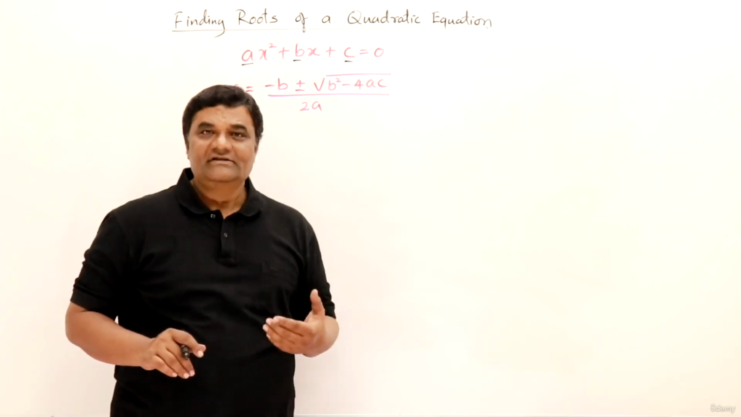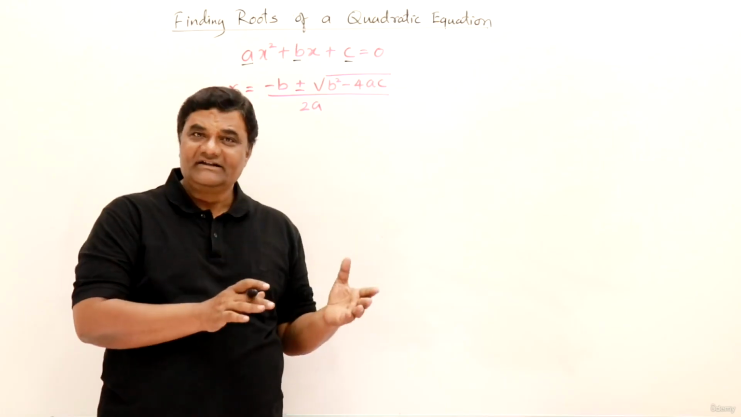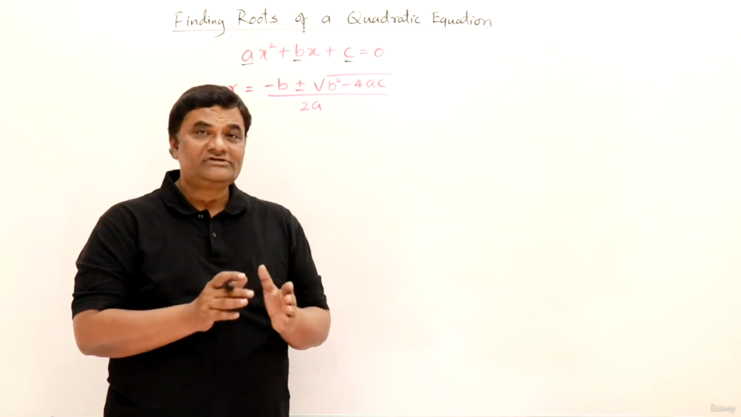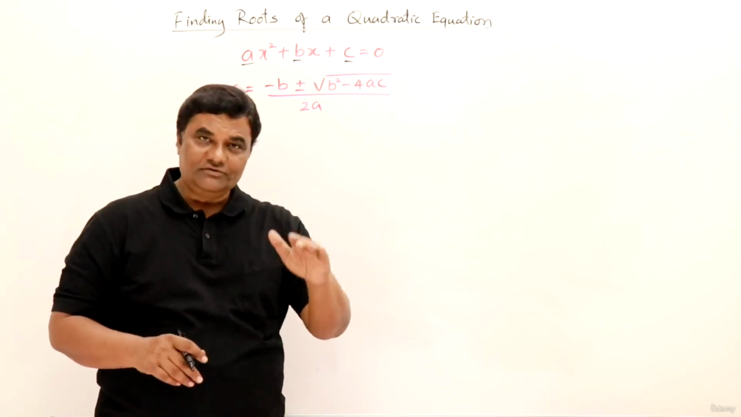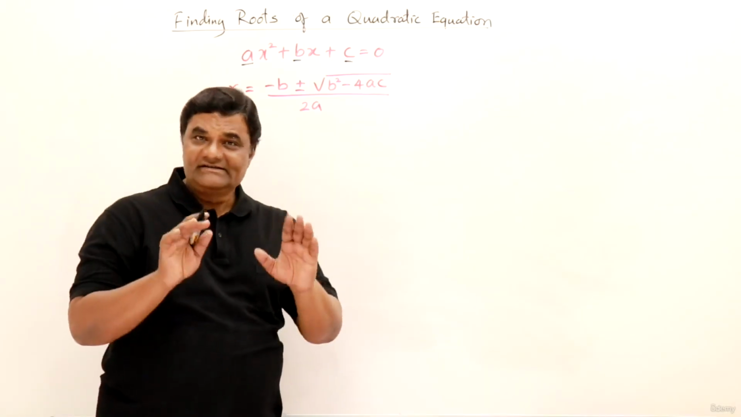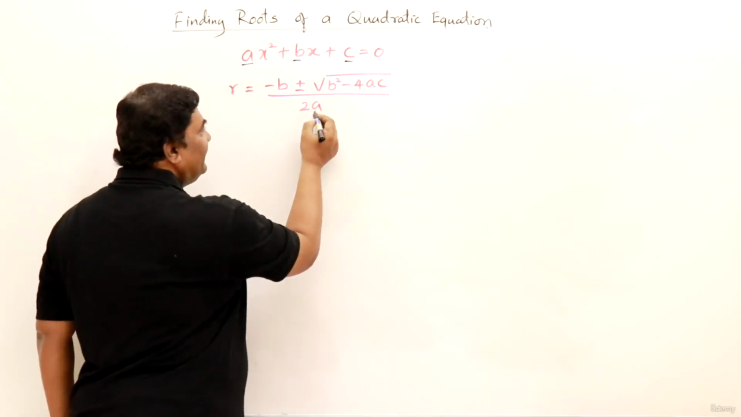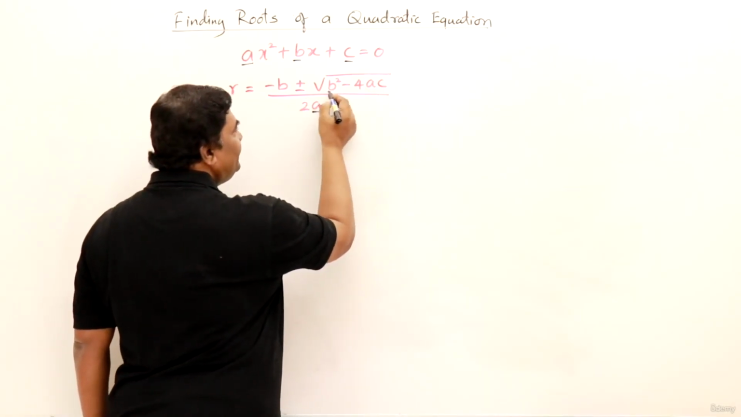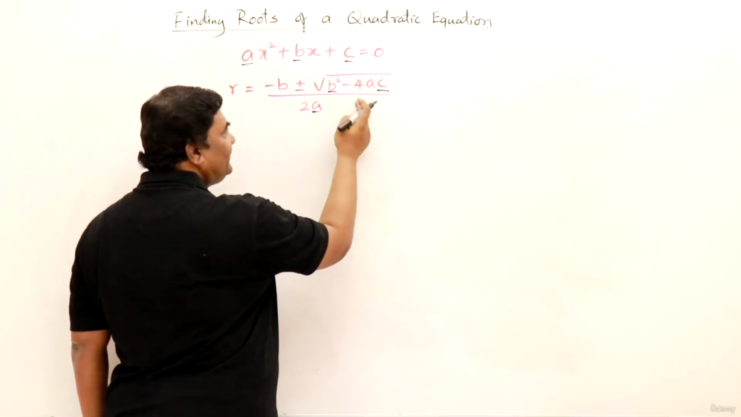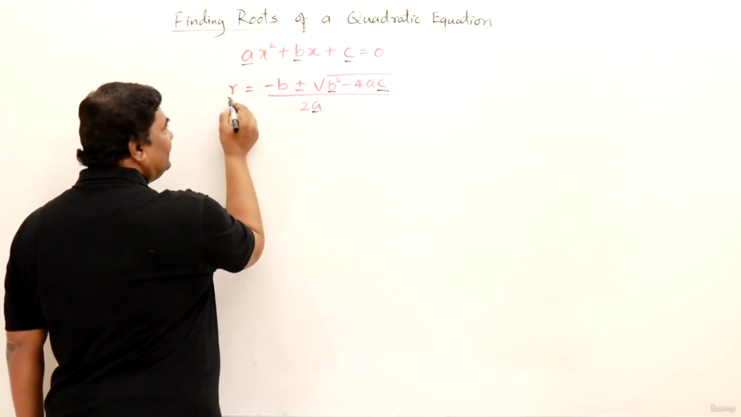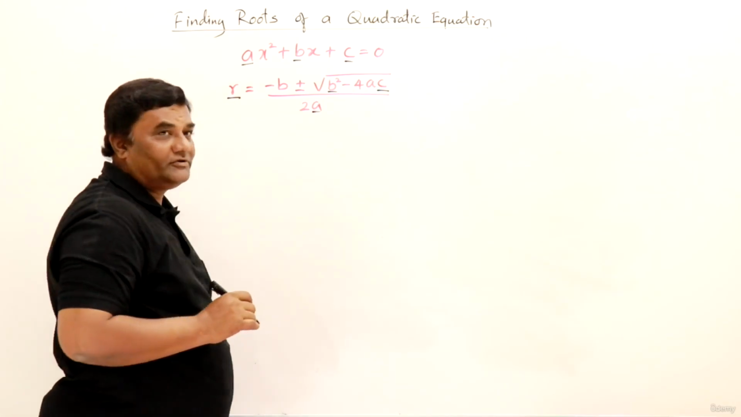Now for this we will write a program. A program will take the input, find the roots and give the output. So we will follow those steps. Let us see what the input is. Input is a, b and c. These three variables are input, and the root result is the output.